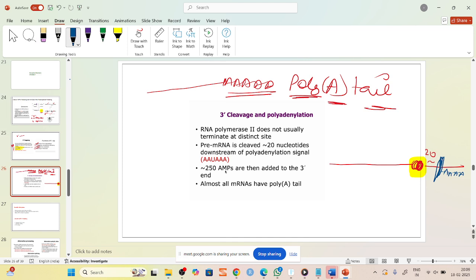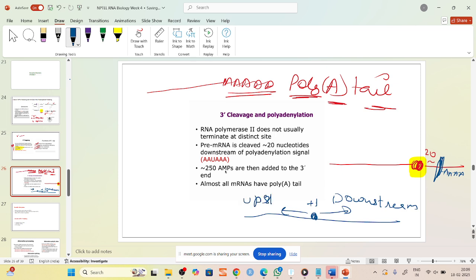Now an important thing you should know: upstream and downstream. What is upstream and downstream? It is in reference to a point. Suppose this is my point, upstream means this, downstream means this. If this is my +1 site, the transcription start site, upstream of the transcription start site means before the transcription start site, and downstream means this way. This is upstream and this is downstream. This is commonly used terminology in molecular biology, so you should know this. Okay.